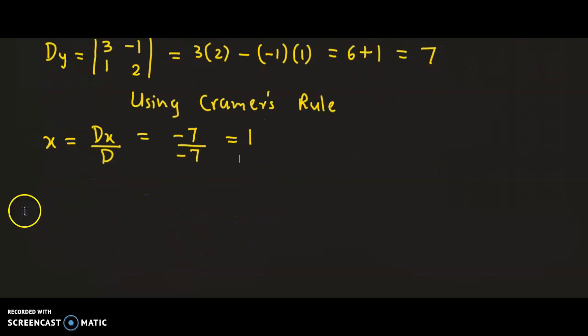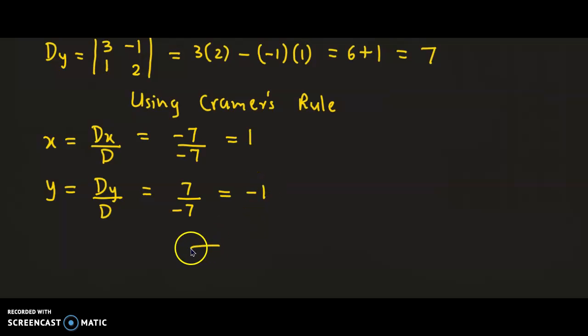And lastly, we obtain the value for y. Now y is calculated as Dy by D. Now the value for Dy is 7 and D is minus 7. So we get the value for y as minus 1.